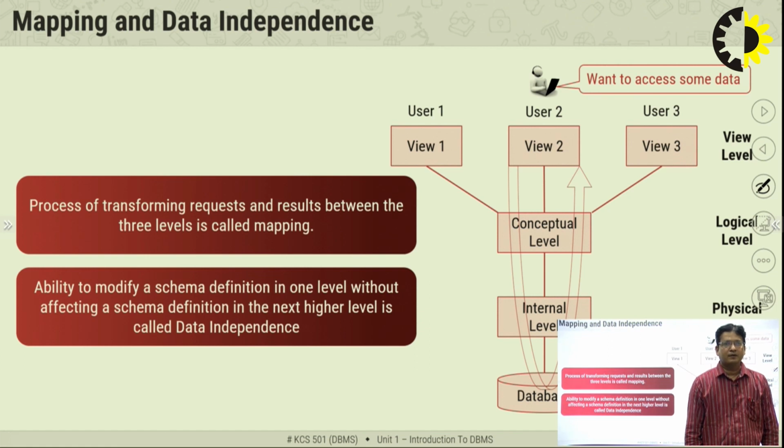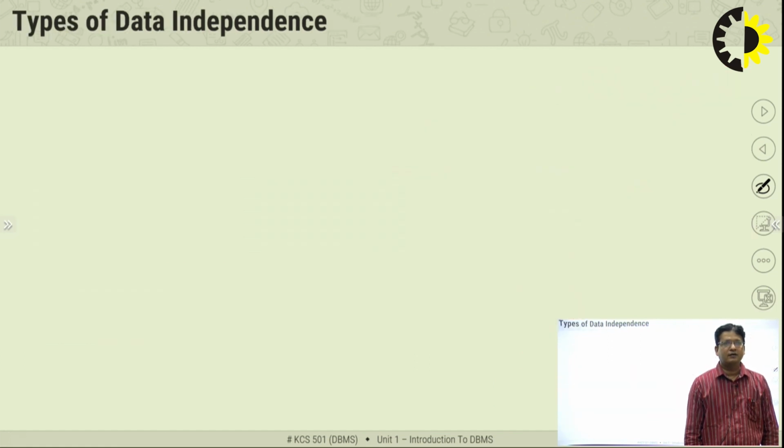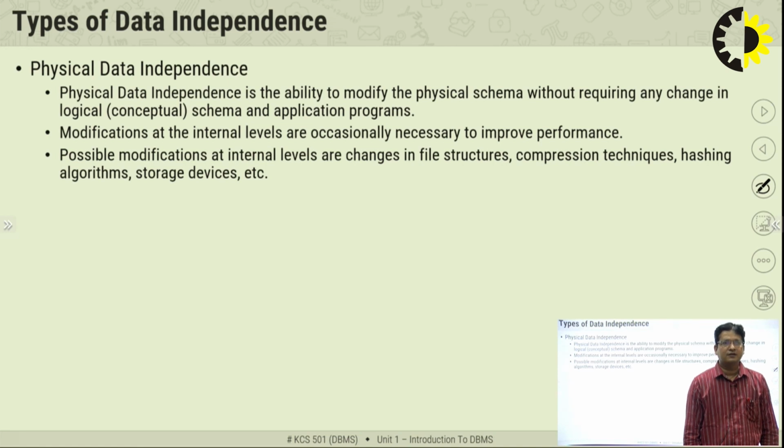Now there are two types of data independence. First is physical data independence. Physical data independence is the ability to modify the physical schema without making any modification at the conceptual level and the application program, that is the level above the physical level. Modifications at this level are necessary to improve performance.